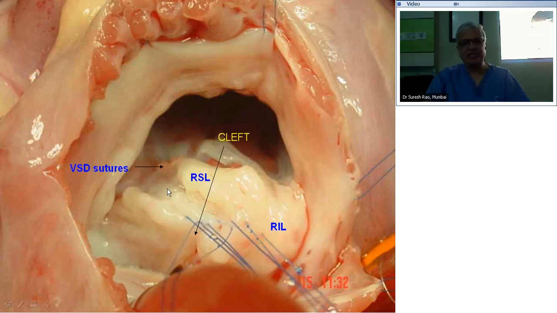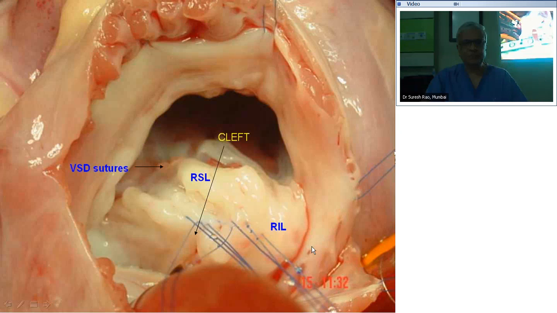And this is another transition type of AV canal where we have taken the small VSD sutures, come out on the annulus of these two valves, and this is the left inferior bridging leaflet, that is the cleft, and this is the primum ASD, which we'll be closing later on.